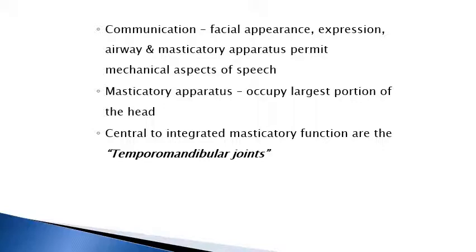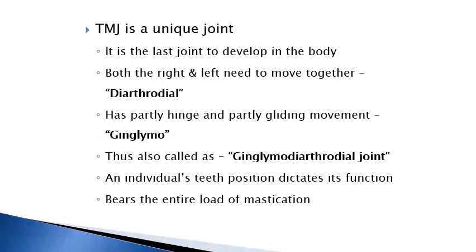Then the most important, primarily why your temporomandibular joint is there, is because it is one of the components of your masticatory apparatus. Since this is an important aspect of your temporomandibular joint, your masticatory apparatus, if you look at the entire skull, occupies the largest portion of the head. And central to this masticatory apparatus, it has been found that the temporomandibular joint plays a very important role.